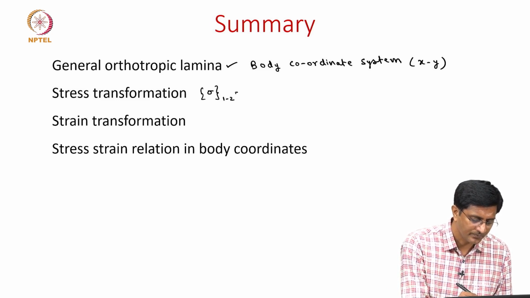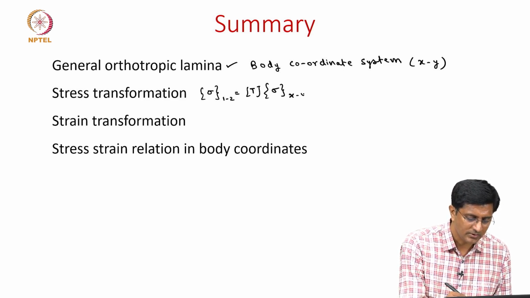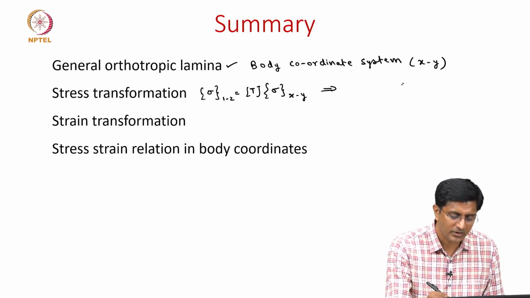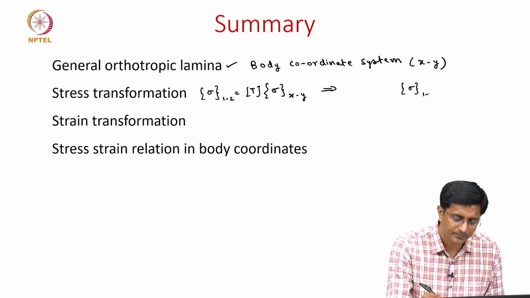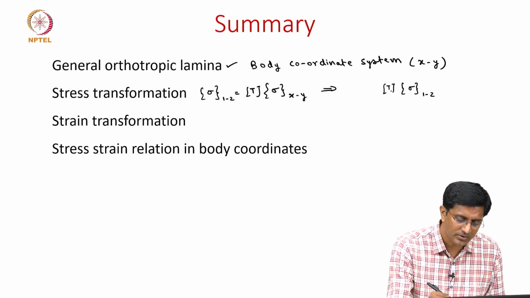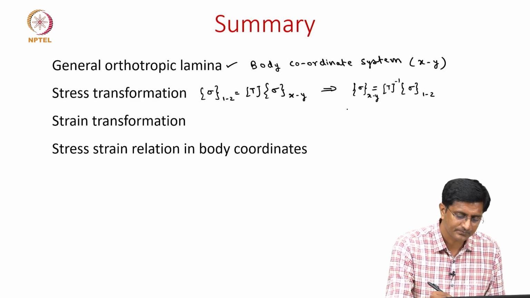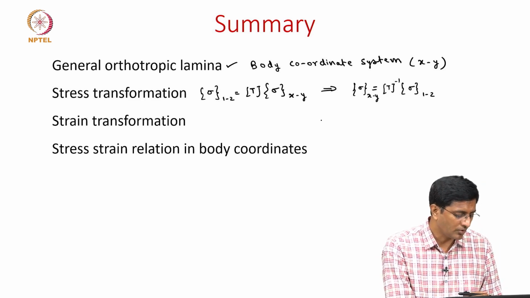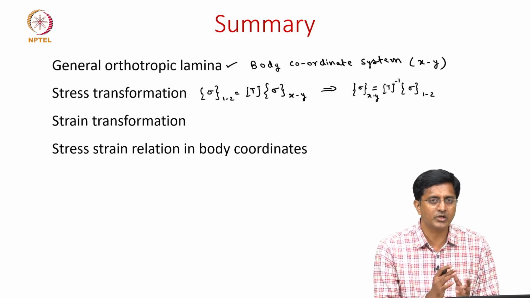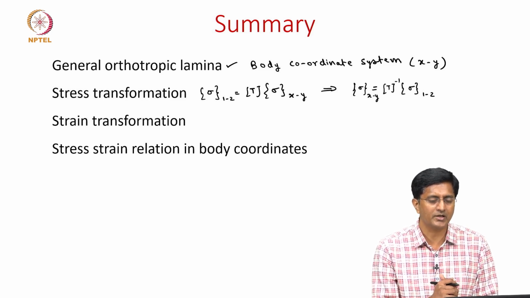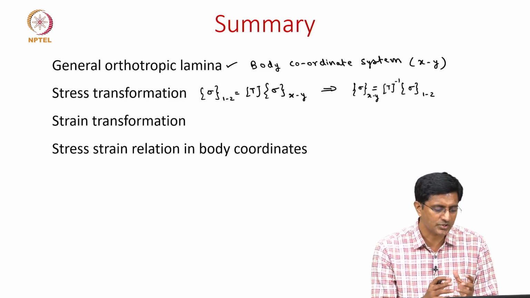So, T times the stresses in the body coordinates gave us the stresses in the material coordinates, or let us say if we start with stresses in the material coordinates, we need to pre-multiply with T inverse to get the stresses in the body coordinates. And similarly, we also wrote it for the strain transformation, but we realized because of the differences in the tensorial definition and the engineering definitions of the strain, we need to introduce this Reuter matrix, then only we are able to use this transformation matrix T.